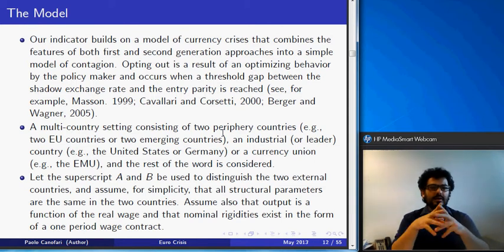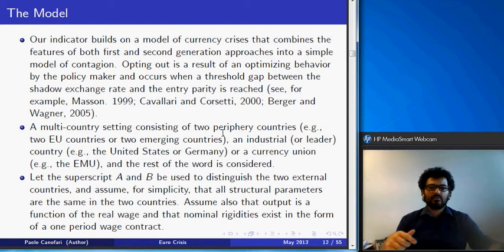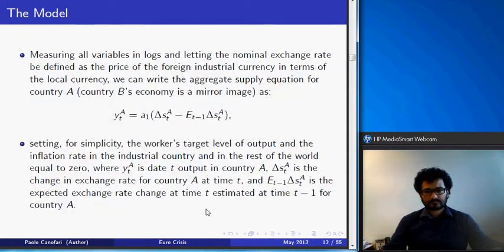We consider a multi-country setting with two periphery countries, A and B, in a larger monetary union, and the rest of the world. The periphery countries are denoted by A and B, and we assume in this paper that the structural parameters are the same in the two countries. In our paper, we will see countries with structural asymmetries.